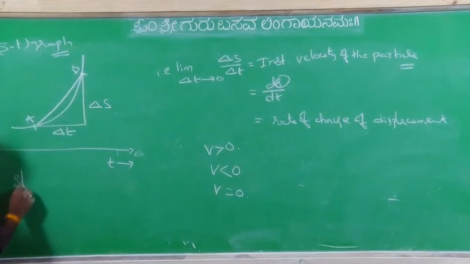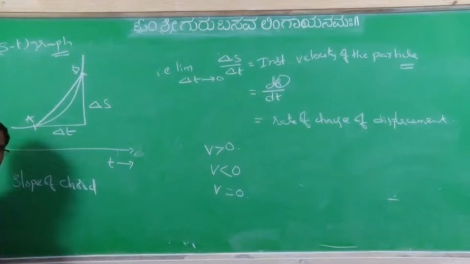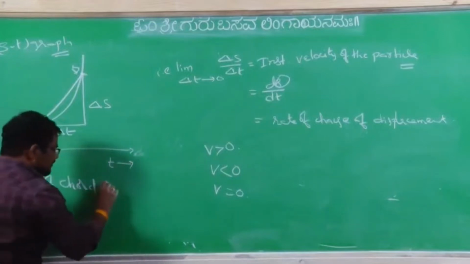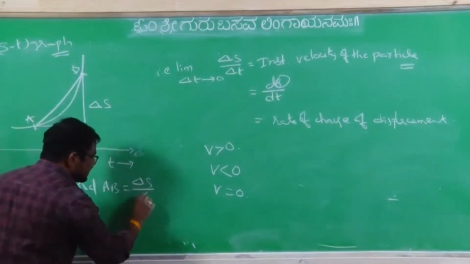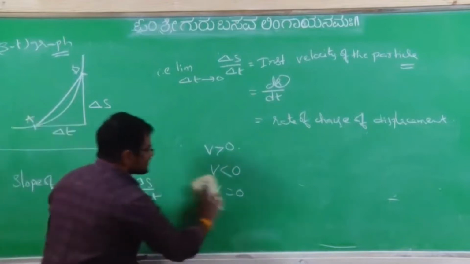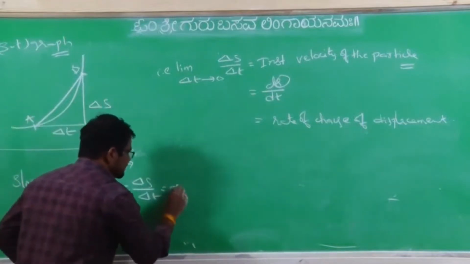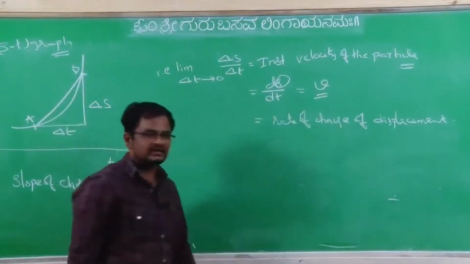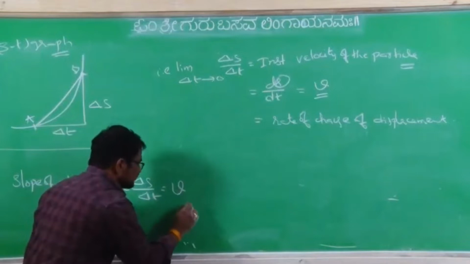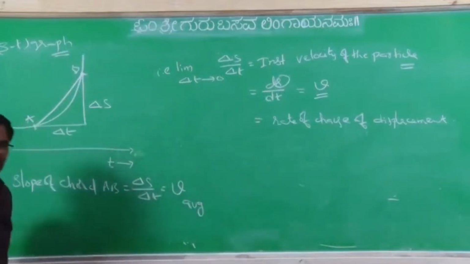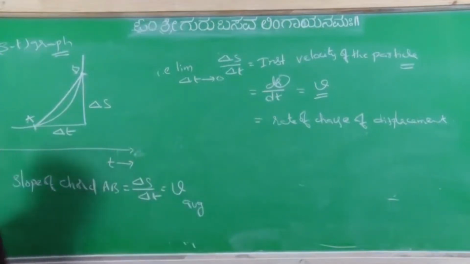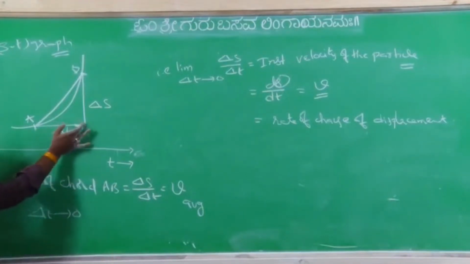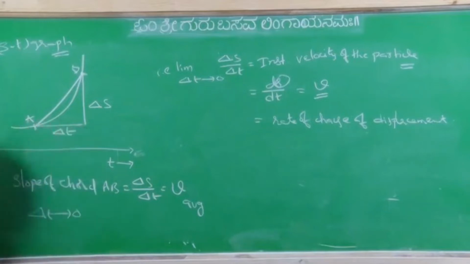Slope of the curve AB equals delta s by delta t. That is nothing but the average velocity. This velocity is denoted by v average, so simply I will write average velocity. Can you write like this? Now if delta t tends to 0, this approaches 0.